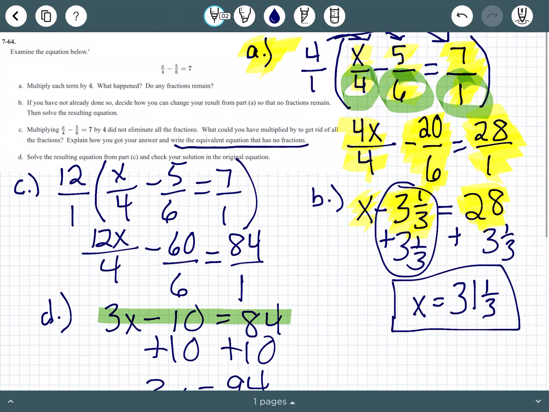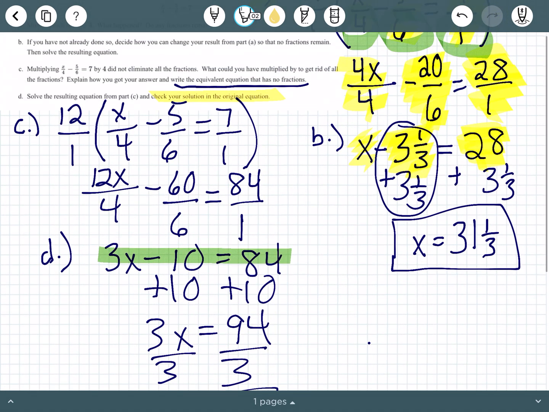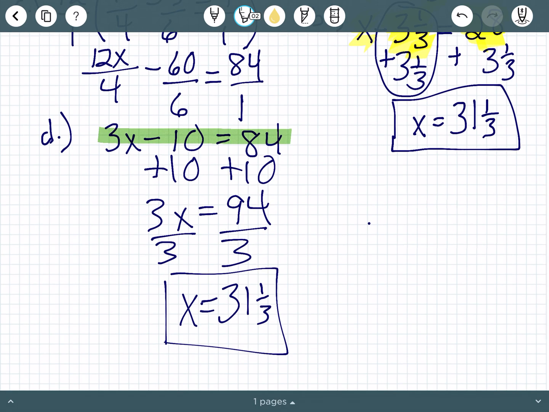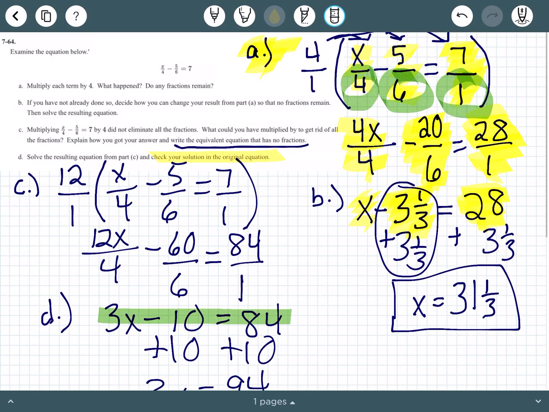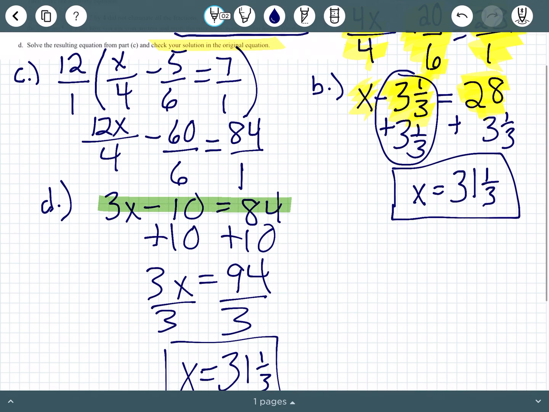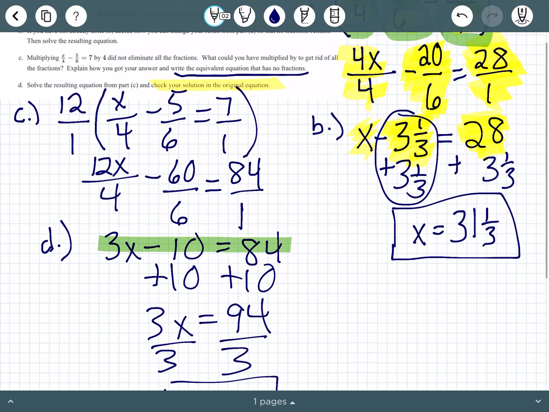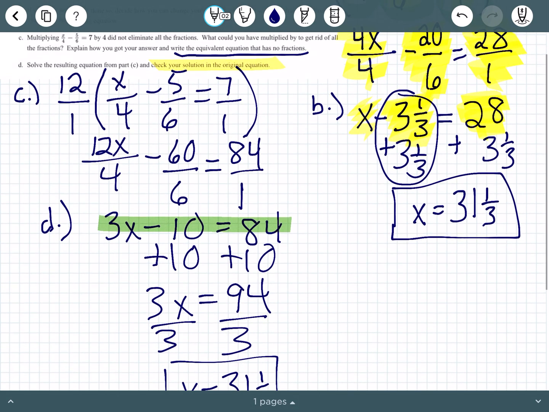Now, the last part here tells us to check our solution in the original equation. There are a few important things to remember when checking your solution. The first is you always need to go to the original equation. So even though it has fractions, yes, you do have to go back to the original equation, just because there is a possibility that you or I or anyone could have done something wrong in coming up with an equivalent, nicer equation.